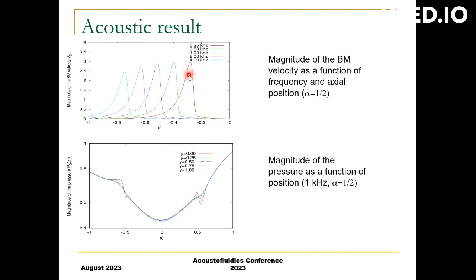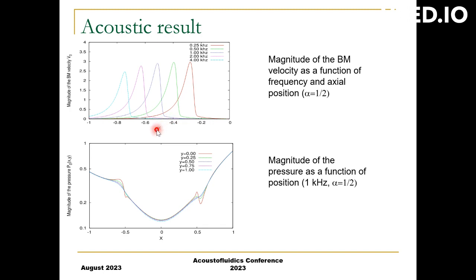So this is our acoustic result. The first plot shows the vertical velocity as a function of position along the cochlea at different frequencies. So this rightmost peak here occurs at 0.25 kilohertz. As frequency increases, the position of peak velocity decreases. And we're focusing on the pressure at 1 kilohertz shown here, and note how it occurs at x equals negative 0.5.